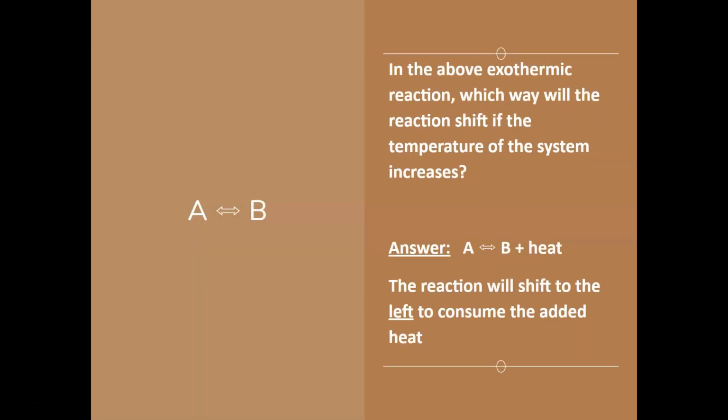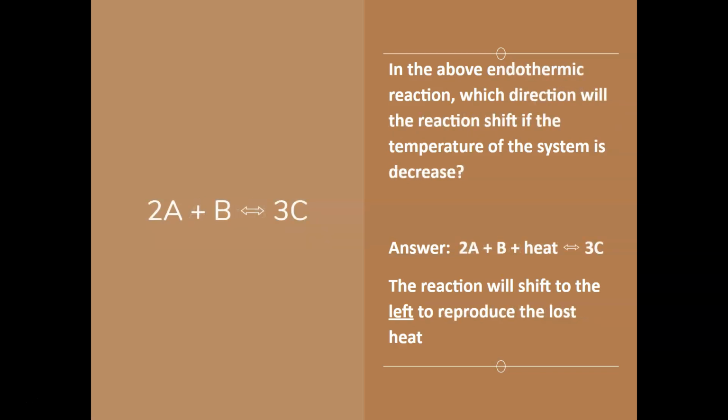So if this reaction here, A to B, is exothermic, which way will the reaction shift if the temperature of the system increases? Well, since we know it's exothermic, that means the heat is on the product side, and the reaction is going to shift to the left to make up for that extra heat that you added. It shifts away from the heat.